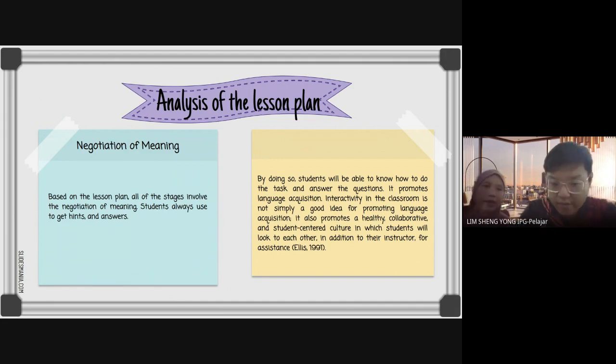Okay, so because of this explanation, because in many stages, especially the set induction and the pre-reading stage, we decided not to improvise the lesson plan because we think that this theory is already implemented and good enough in the original lesson plan.